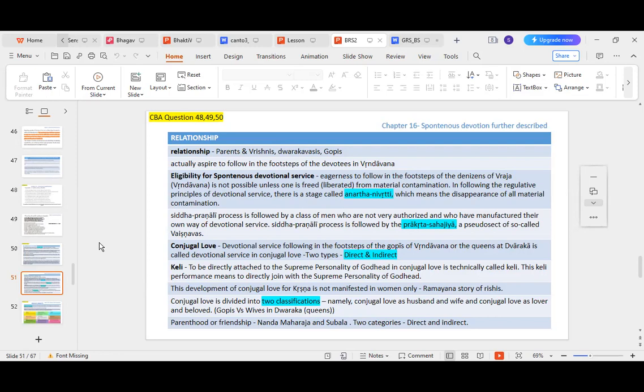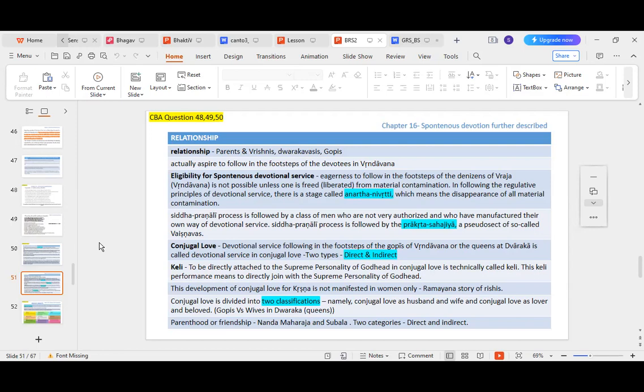At one stage, our anartha nivritti should be completely done, where our anarthas have completely disappeared, which means all our material contamination and all our material desires are fully done and we are completely liberated. That is where we see that particular devotee is eligible for spontaneous devotional service. So if somebody asks what is the eligibility for spontaneous devotional service, it is anartha nivritti. Until anartha nivritti, it is not at all possible. So that is where we have to see.